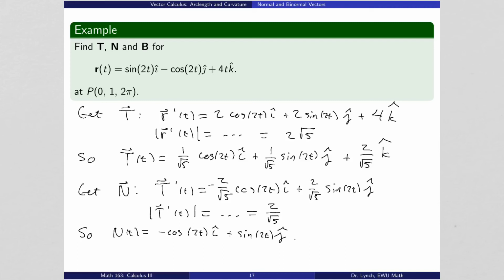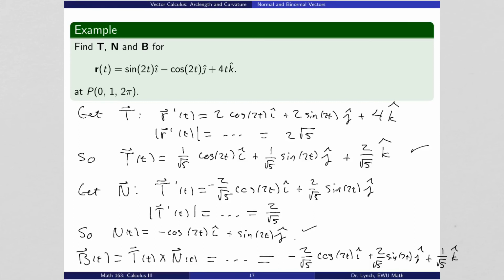Now, again, the binormal vector is just the cross product of those two, and that turns out to be a pretty quick computation. Also, I'll omit those details and just write down that binormal vector. So again, the computation doesn't quite all fit here, but it turns out to be negative 2 over root 5 cosine of 2t i hat plus 2 over root 5 sine 2t j hat plus 1 over root 5 k hat.